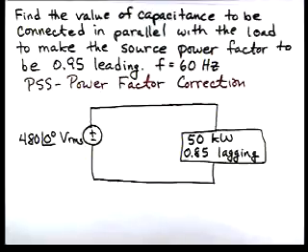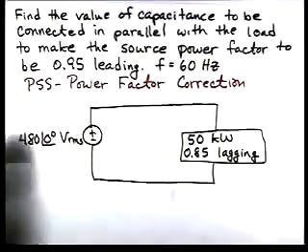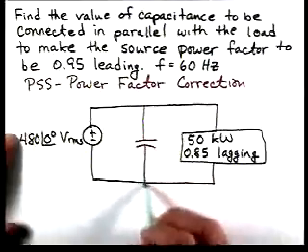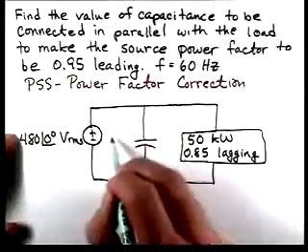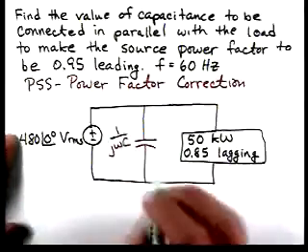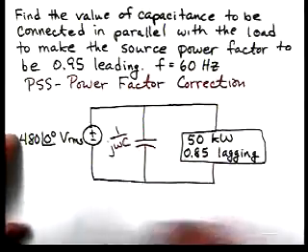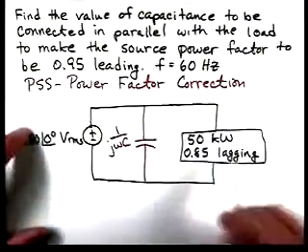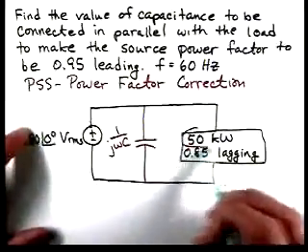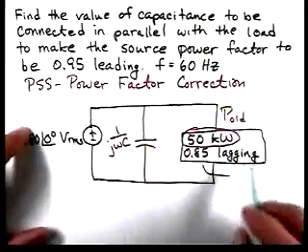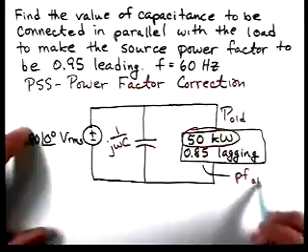So our task here is we're going to connect a capacitor across the load to correct the power factor of the load and the capacitor. We want it to be 0.95. So here are our old values. So for instance, here's P old, and here's the power factor old.